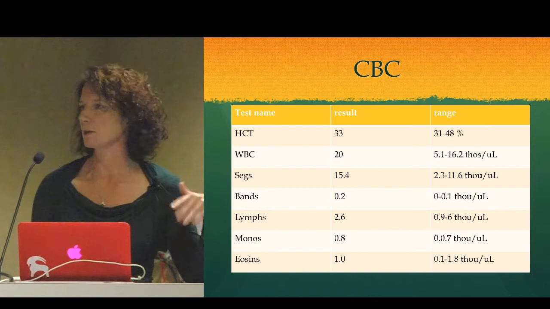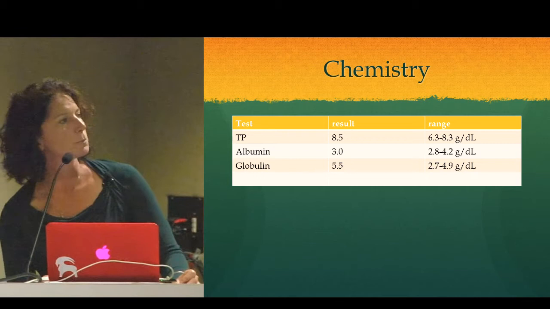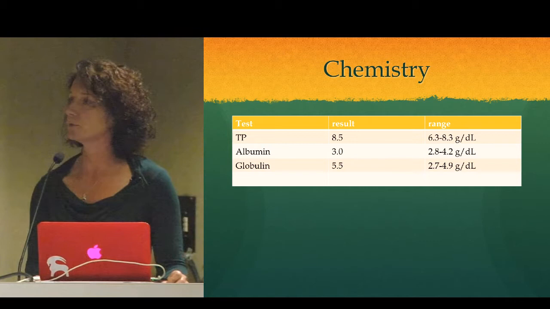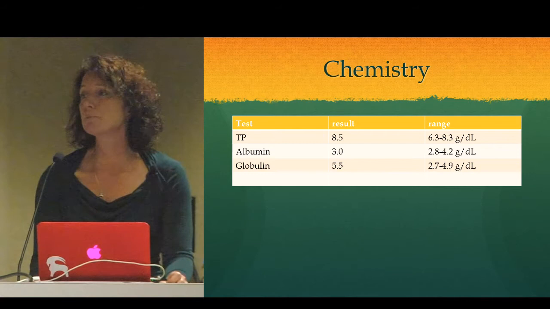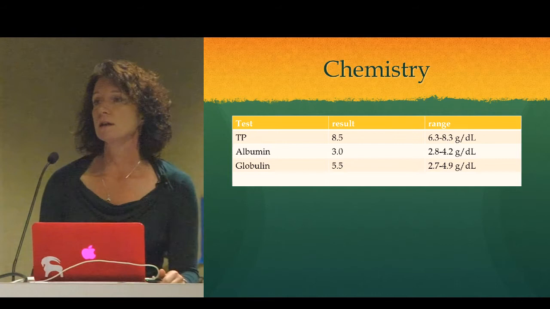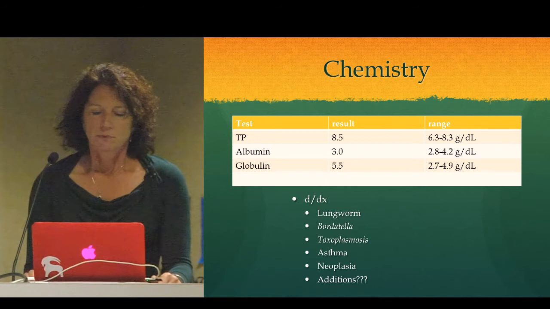CBC, not necessarily helpful. Chemistry, the only thing that I noted was total protein was up at 8.5, albumin at 3, and globulin at 5.5. Does that help us at all? Any added differentials? FIP, yeah, at this point, I would say it wouldn't be crazy to remember FIP and that there could be a problem and add that to our differentials. So worthwhile. So now our addition is probably FIP.